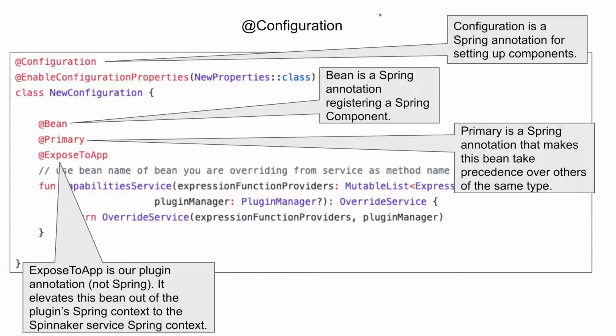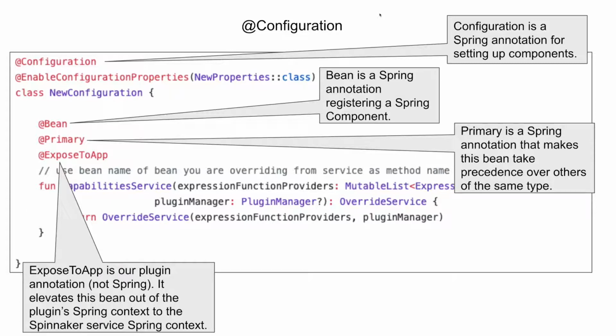Configuration is a Spring annotation that a lot of people are familiar with. This allows you to set up a lot of your Spring components. Beans, a very basic Spring annotation that defines what we're returning from this method as a bean. We're using primary here because it makes this bean take precedence over other beans that are of the same type.